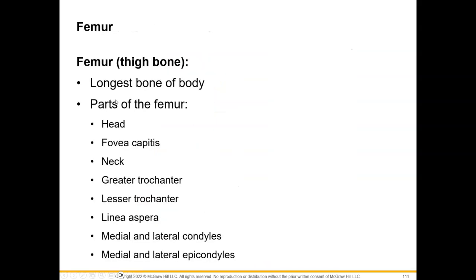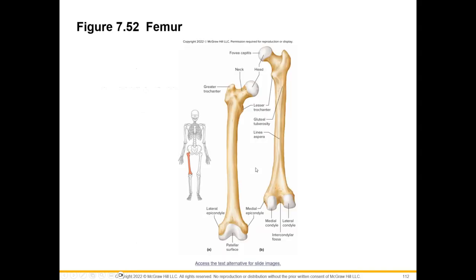Okay, let me try this again. The femur is the largest bone of the body. Parts of the femur include the head, the fovea capitis, the neck, the greater trochanter, the lesser trochanter, the linea aspera, the medial and lateral condyles, and the medial and lateral epicondyles. Okay, so you see it has a real prominent head on it, and you shouldn't confuse this with the humerus of the upper arm, because it has just a real prominent neck. It's a much larger bone.